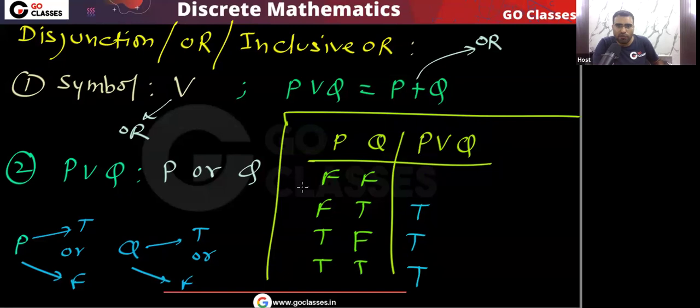Okay, but when both P and Q are false, then P or Q will be false. Remember, this is the only situation where P or Q is false. So P or Q is false when both P and Q are false. If at least one of them is true, then P or Q will be true. So this is the behavior of P or Q. I hope this point is clear.